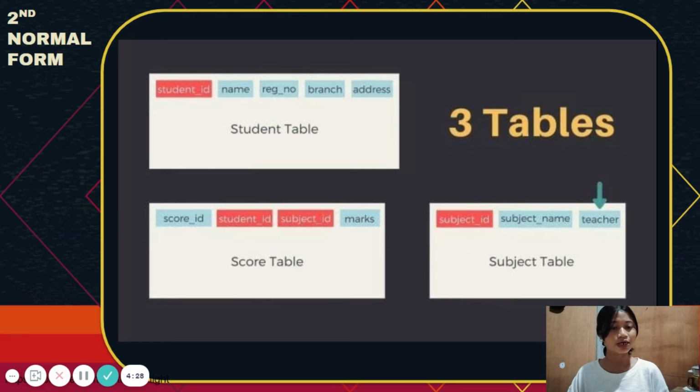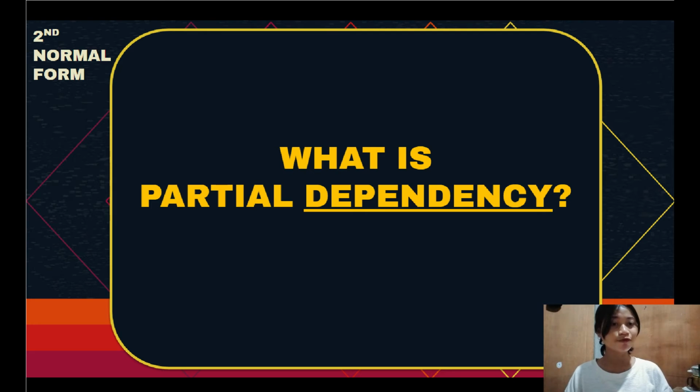So when we say primary key, it is used to fetch data from any column in the table. Second, the subject table, where we have the subject ID. And last, the score table, where we have the student ID and the subject ID. And now, let's move forward to partial dependency.